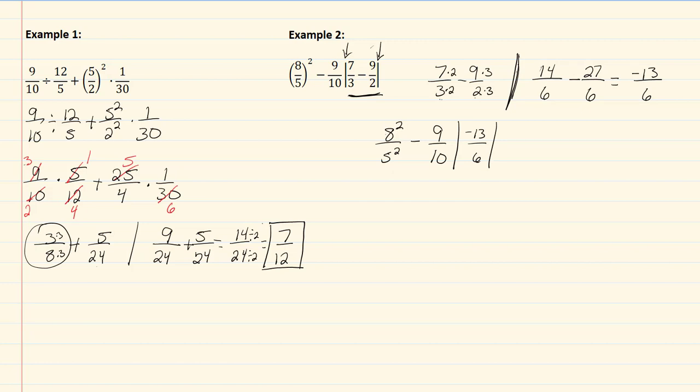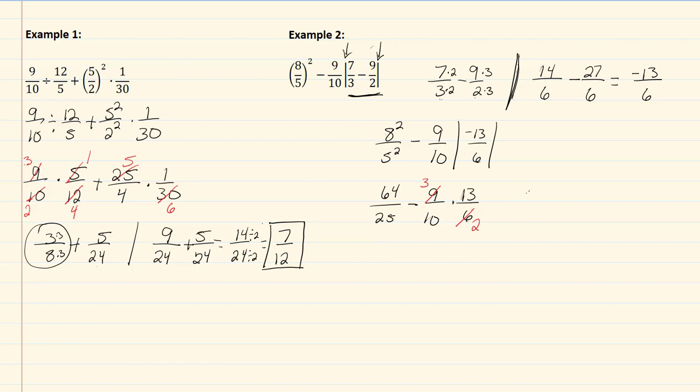I can now square my 5 and my 8. So now I've got 64 over 25 minus 9/10 times the absolute value of negative 13/6, which would be positive 13/6. Now the next thing that would happen is my multiplication. So before I multiply, I want to look for those common factors. 9 and 6 have a common factor of 3, so 9 divided by 3 is 3. 6 divided by 3 is 2. No other common factors there, so I can just multiply.